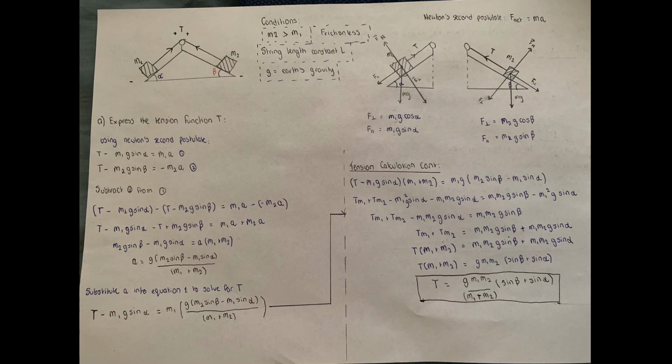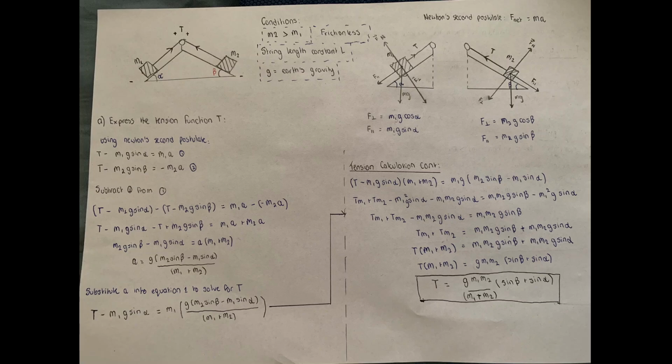Now, what we do is we subtract equation 2 from equation 1 here on the bottom left, where we are given T minus M1 G sine alpha minus T minus M2 G sine beta is equal to M1A minus M2A.